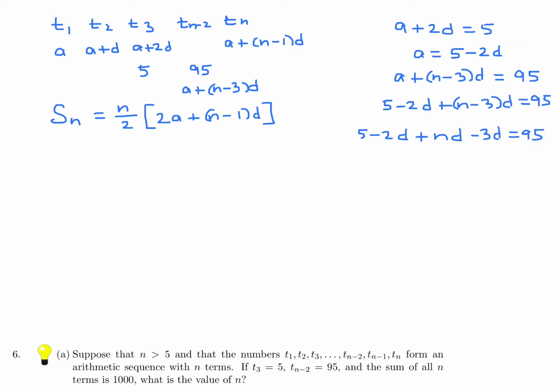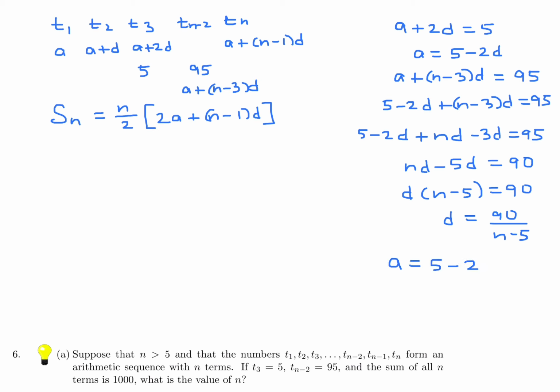So that's going to be nd minus 5d is equal to 90. And therefore, I guess I could factor out the d, and that would give me (n minus 5)d equals 90. So d is equal to 90 over n minus 5. Okay, that's very helpful. And then I can plug that back in to get a in terms of n as well. 5 minus 2 times d, which is 90 over n minus 5. All right, which is basically just 5 minus 180 over n minus 5.